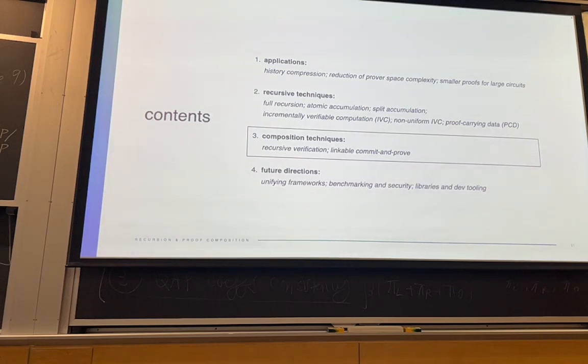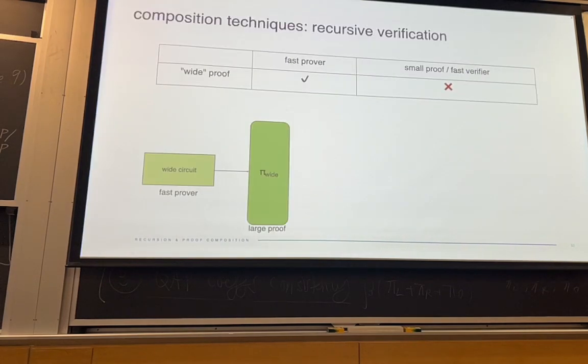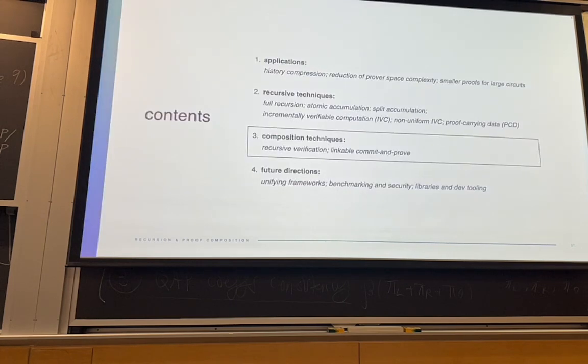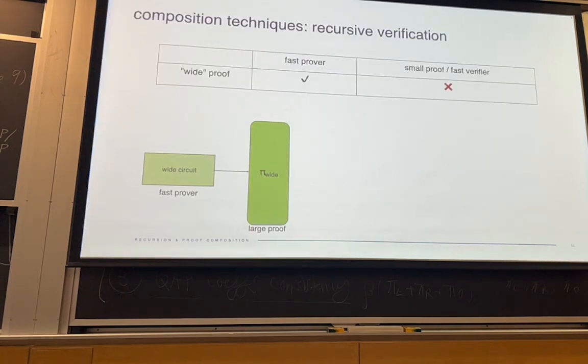So with what time I have left, I want to talk about proof composition, which is the composition of heterogeneous proof systems. Now, why one might want to do something like that is because some proof systems are better as inner proofs and some are better as outer proofs. What do I mean by that?